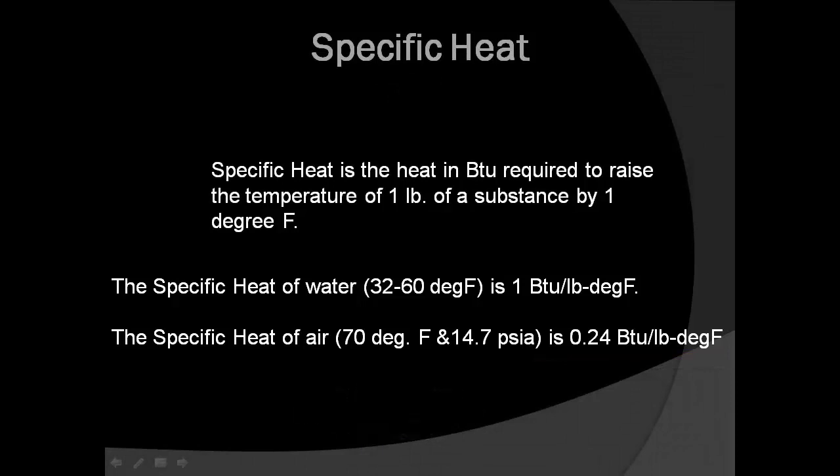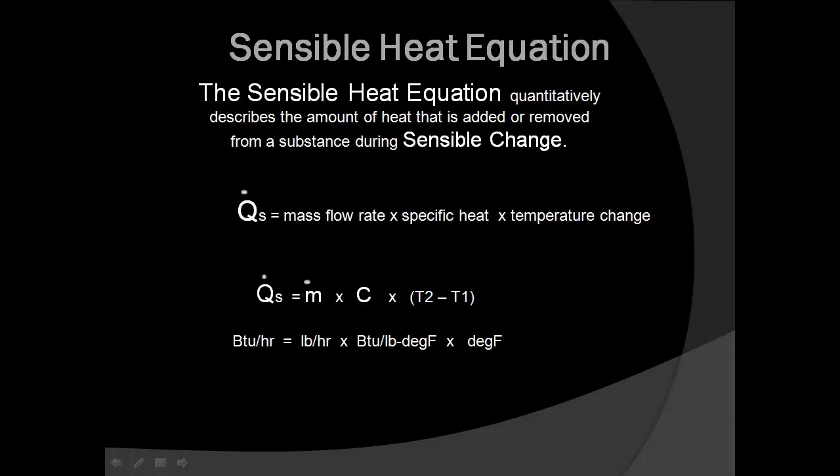This difference in specific heat between water and air has significant impact on the design of HVAC systems, since these systems often involve the removal or addition of heat from air or water. The sensible heat equation is used extensively in HVAC systems. The sensible heat equation quantitatively describes the heat that is added or removed from a substance during sensible change.